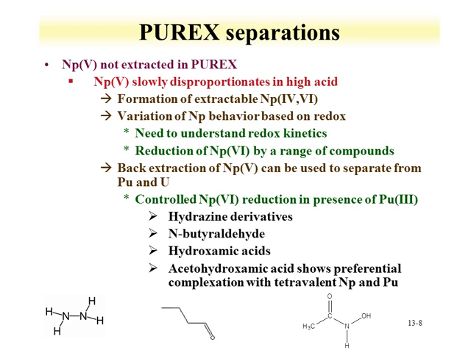The back extraction of neptunium 5 can be used also to control plutonium and uranium during the separation process, particularly through controlled neptunium-6 reduction in the presence of plutonium-3. Again, plutonium-3 is not an extracted species from the organic phase and is one of the main goals of the PUREX process for the separation of plutonium from uranium.